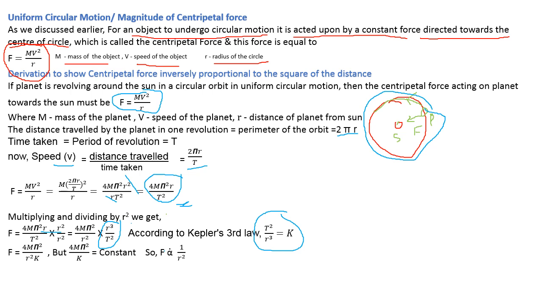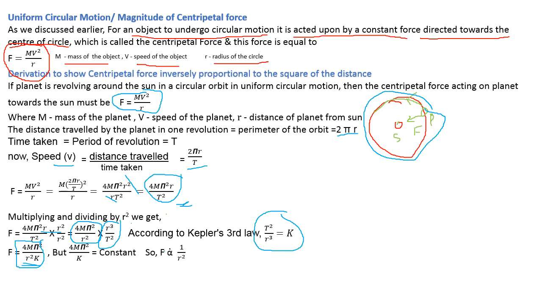Now why r², and from where do you get the k? So this part will be as it is, 4mπ² upon r², and instead of this r³ upon T², according to Kepler's law we are getting k, and therefore it is written 1 upon k, because reciprocal. T² upon r³ is k, so r³ upon T² will be 1 upon k, so k comes in the denominator. But 4m, π² and k, all these are constants, so what is only changing is the r².